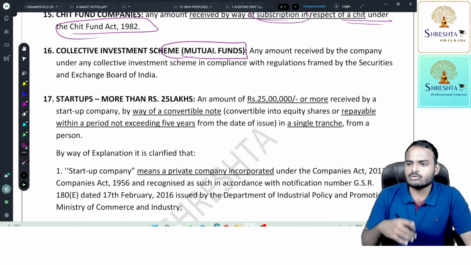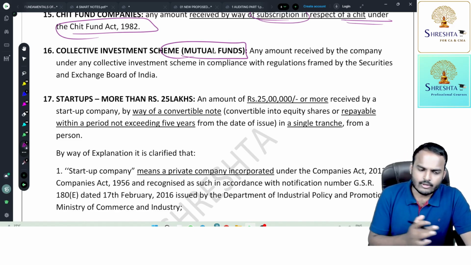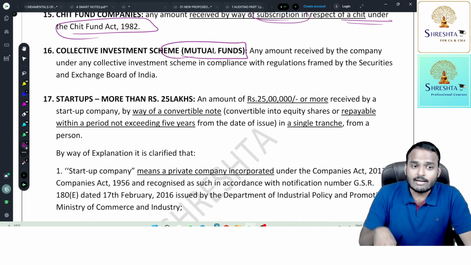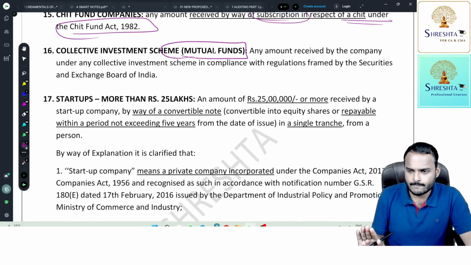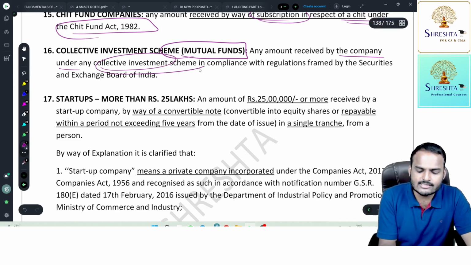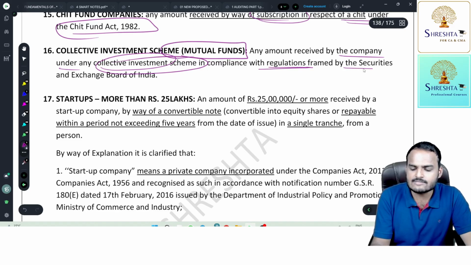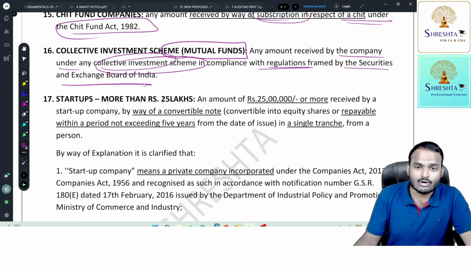That's why I went to Aditya Birla Mutual Funds. I deposited my money. For that, they gave me some units. Okay, fine. From Aditya Birla company's point of view, will this come under a deposit? No. Any amount received by a company under any collective investment scheme in compliance with regulations framed by SEBI also won't come under deposits.